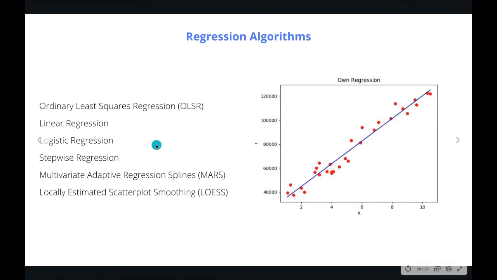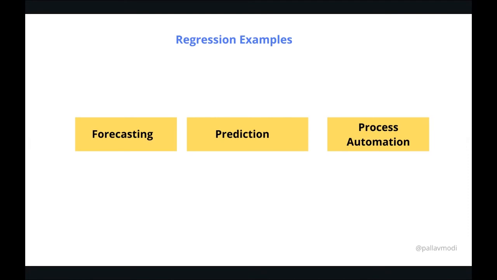Now let's look at some of the algorithms which are powering the solutions to regression problems. So these are ordinary least squares regression, linear regression, logistic regression, stepwise regression, and MARS and LOESS, right? And one of the key aspects of all these regression algorithms is that they try to find the line of best fit. Okay. So moving on to the examples of regression, that is forecasting, where we are forecasting the sales of a certain brand for an FMCG company, or we are making predictions, and it also helps in process automation.